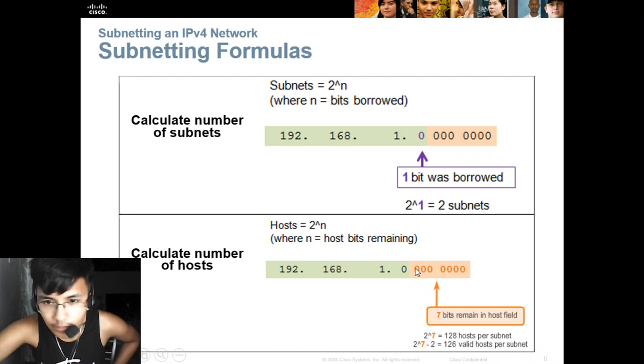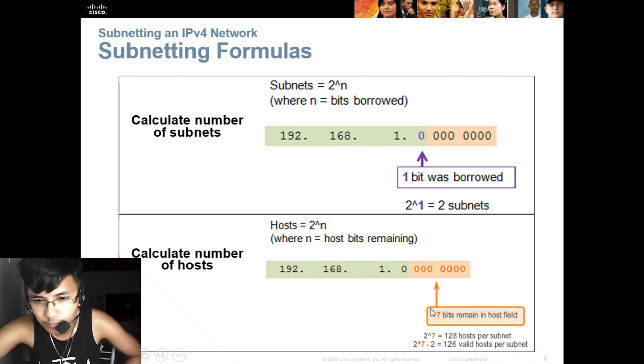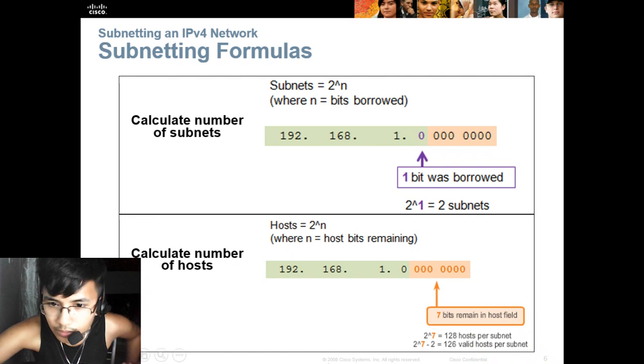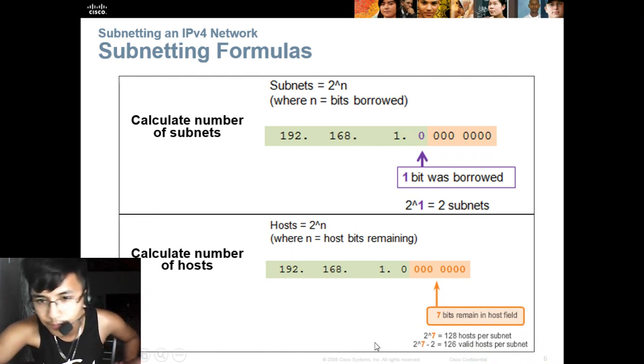As we have 7 host bits remaining, it means 2 raised to 7, which is equal to 128 hosts per subnet. We will always subtract 2 to get the valid hosts. So the first calculation is the total hosts per subnet, 128, and the valid hosts is 126.